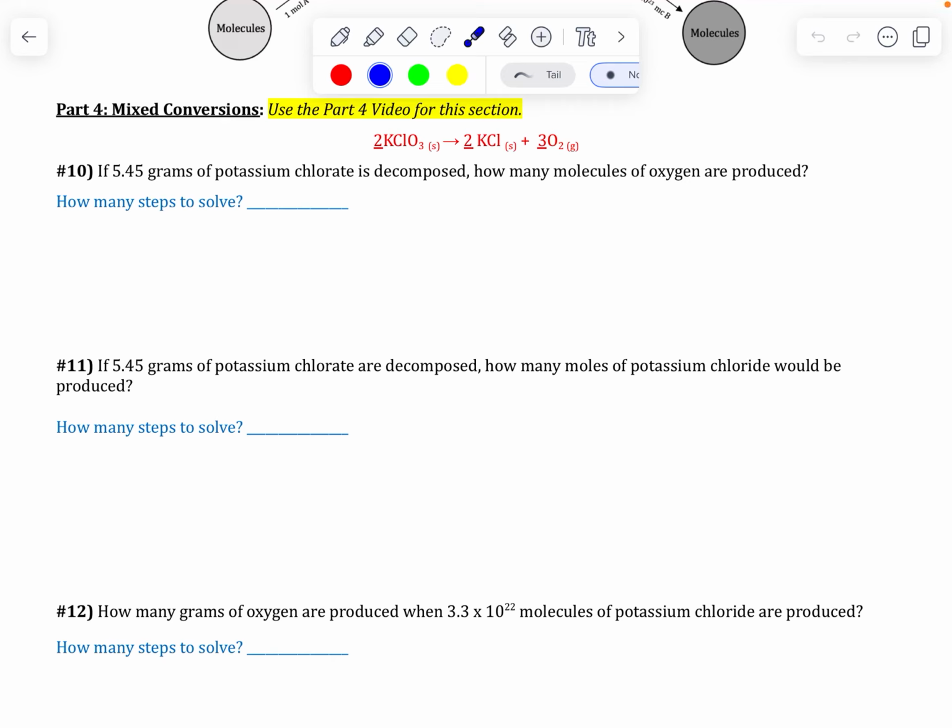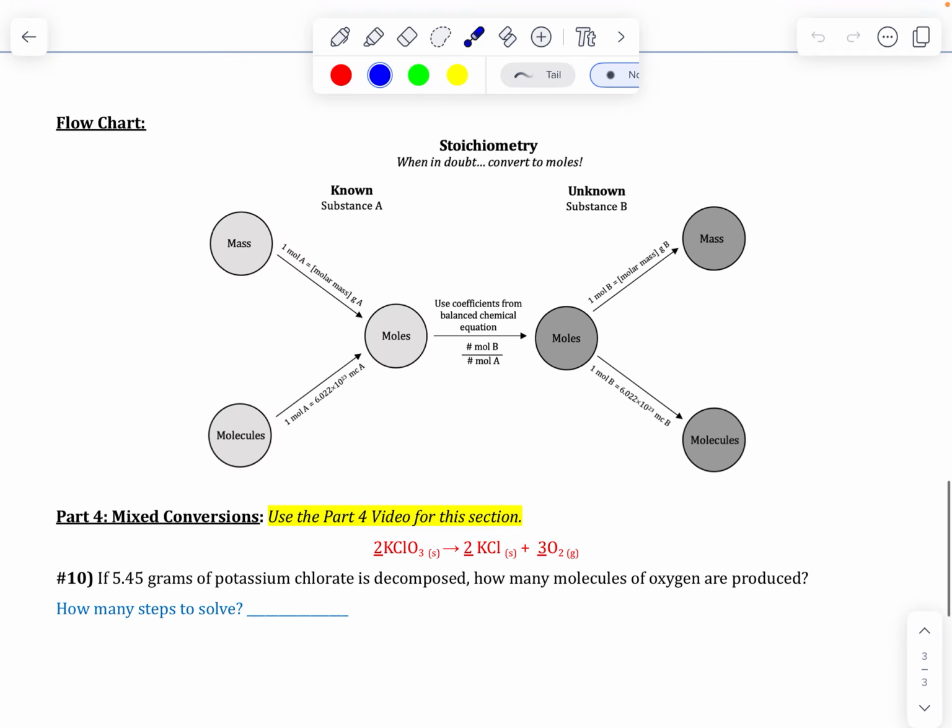This is part 4 of the stoichiometry notes. This is going to be mixed stoichiometry, so not just starting and ending at the same unit, not just going from grams to grams or molecules to molecules, but we can kind of start and end wherever.